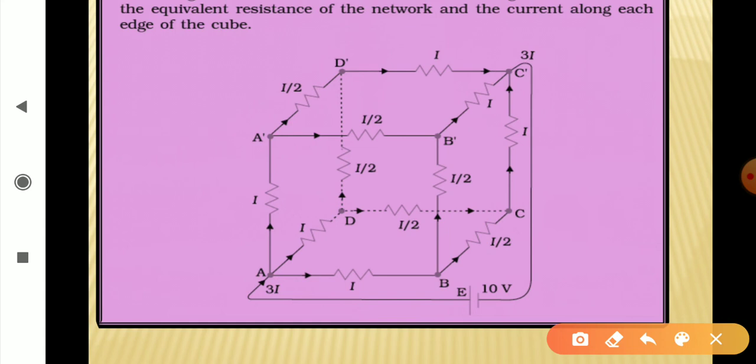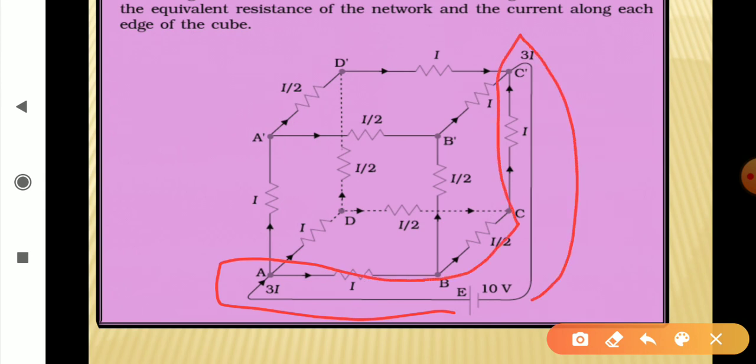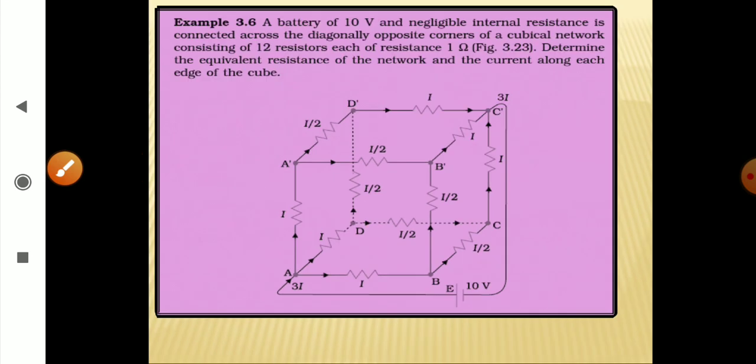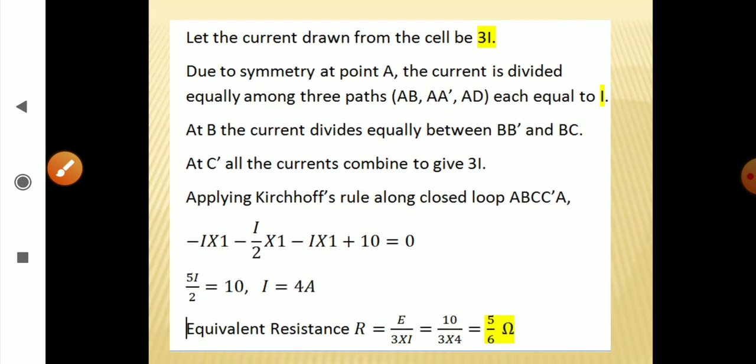Right? And we can choose a closed loop which consists of this cell E, the points A, B, C, C dash, and back to this, the outer path only. We are just not considering the inner part, right? And using this, we can write the equation using Kirchhoff's rules.